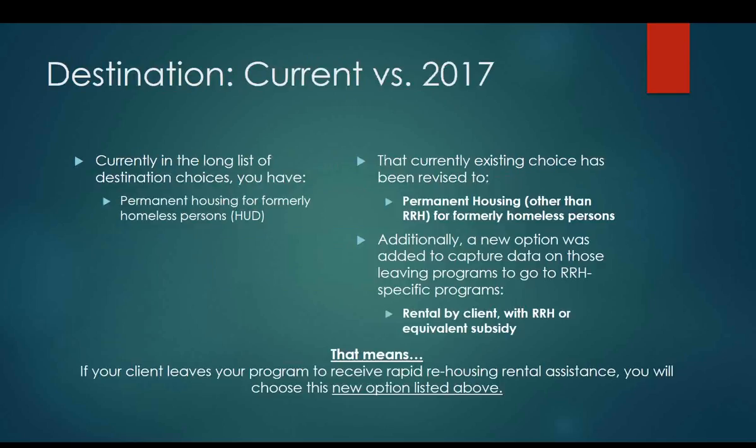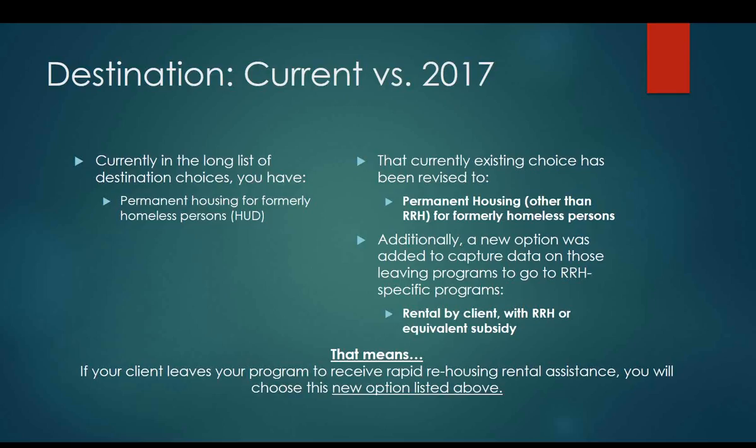Within the assessments, there's been a change to destination. When someone is exiting a program, they've made a couple of changes to the language in your options. Used to be that it said just permanent housing for formerly homeless persons, and there was no choice for if a person was leaving your program and they were entering a rental that was being subsidized by a rapid rehousing or rental assistance payment. So they've revised that now to say permanent housing other than RRH for formerly homeless persons, which would include your permanent supportive housing programs, as well as places like SROs, the YMCA, Dutch Kitchen. And then they've also added another option, which is rental by clients with RRH or equivalent subsidy.